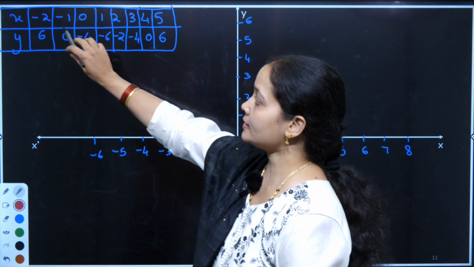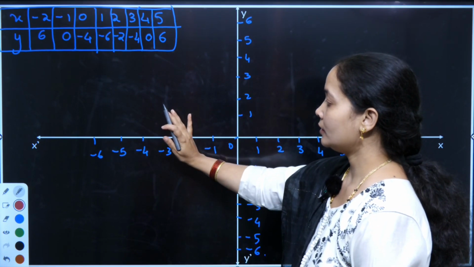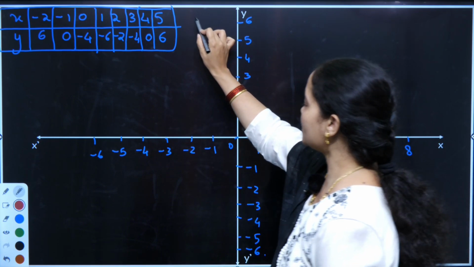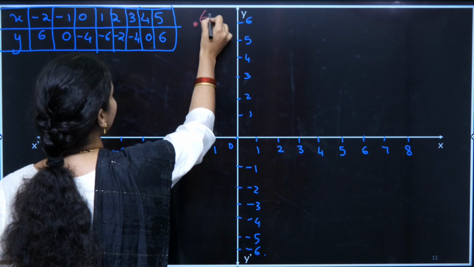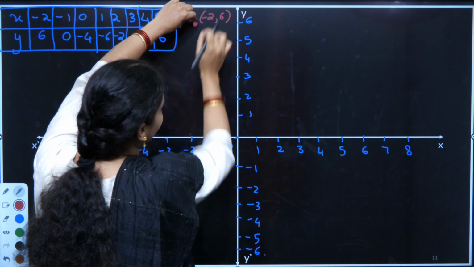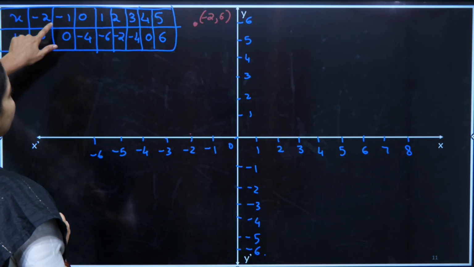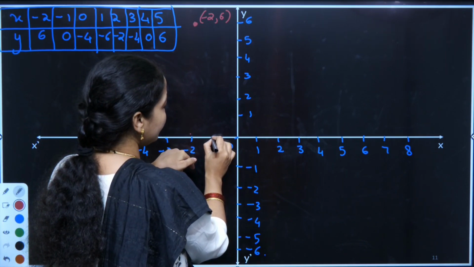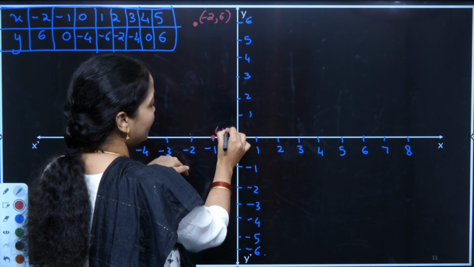First, my point x is minus 2 and y is 6. Negative 2 will lie on the left hand side of the x-axis. Here is negative 2 and positive 6 is on the upper part. So this point is my negative 2 comma 6. The point of intersection, negative 2 taken here, 6 taken here, negative 2 comma 6 is lying in this position. Second point is negative 1 comma 0. Negative 1 is here, 0 exactly on the x-axis. This point is negative 1 comma 0.